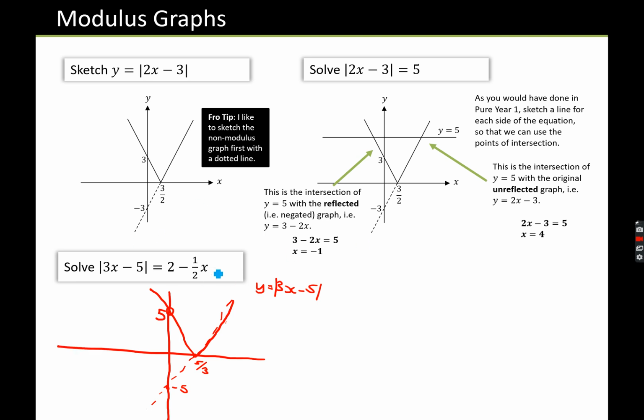Then, now we'll go for a different colour. I need to do 2 minus a half x. So, I know we're going to cut at 2 here. And 2 minus a half x, so x is going to need to equal 4 when we cut across here. And because I'm not after the modulus, I can just draw a straight line in. Okay, I do apologise for my awful sketches, but you are more than used to them by now.